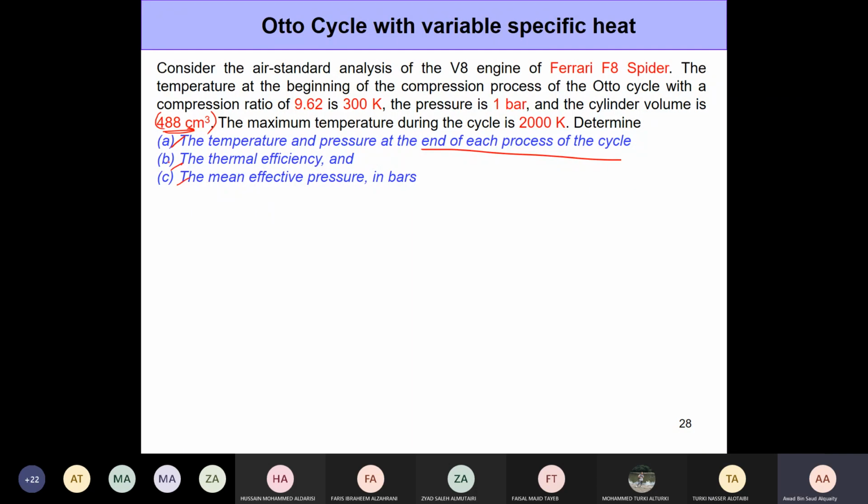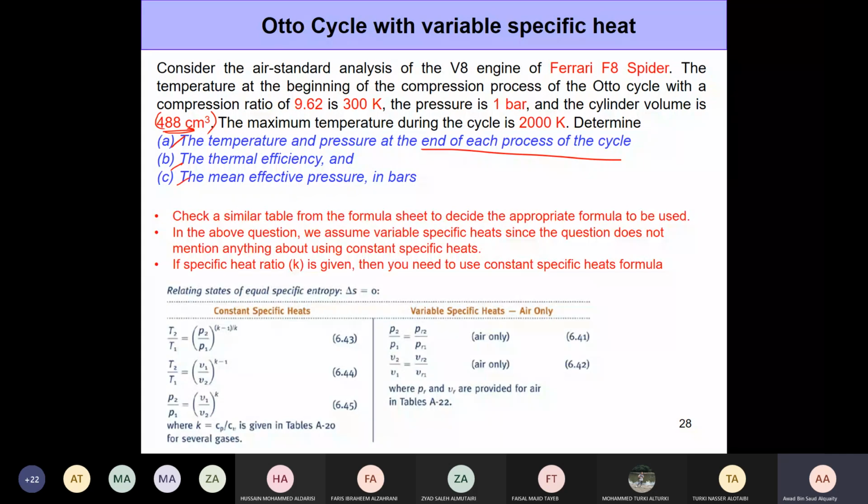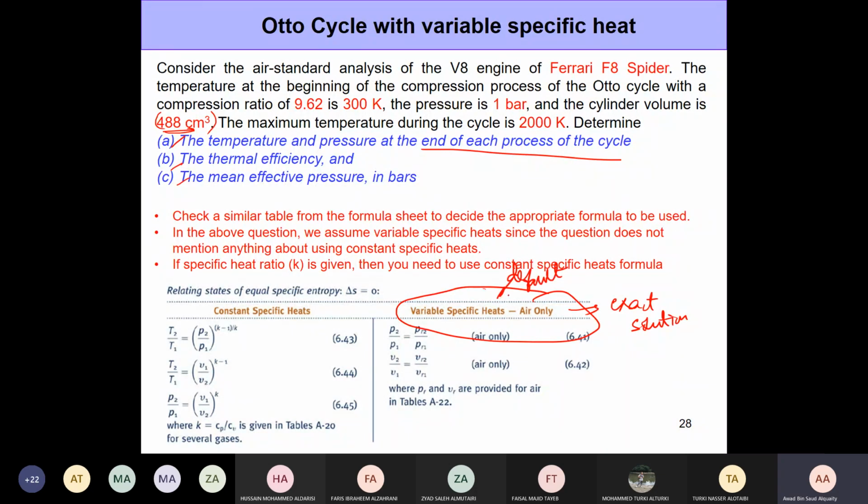All right. So when you have this sort of question, the first decision you're making is to identify which formulas to use for the isentropic processes, and whether you need to treat it as a variable specific heat problem or a problem with constant specific heat. Here, since nothing is mentioned in the question about treating it as constant specific heat, by default we go with variable specific heats, which gives us the exact solution, right? So if nothing is mentioned, by default, you should select the variable specific heat option.